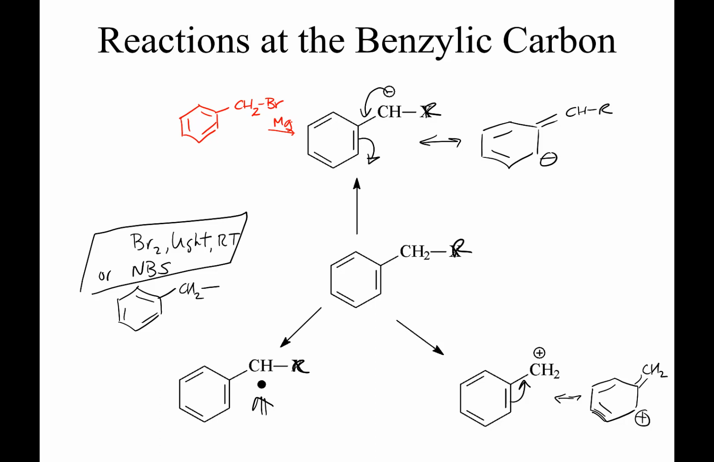But what happens is, how do we brominate, or how do we put the bromine at the benzylic position? We use our free radical halogenation. So the free radical halogenation puts the bromine only at the benzylic position, and then when we want to react it with magnesium and make the anion, that's where the negative charge is going to go.